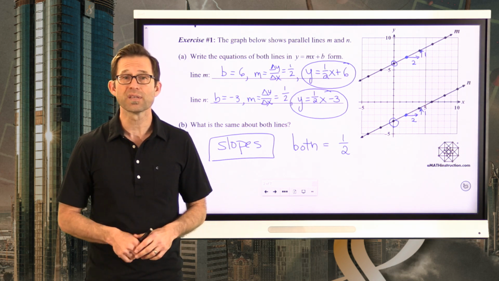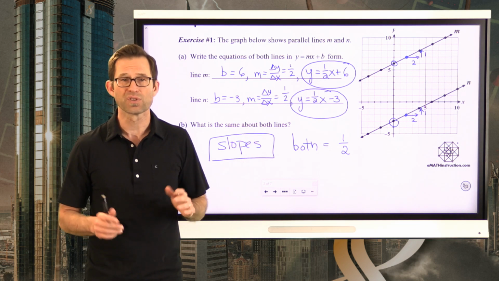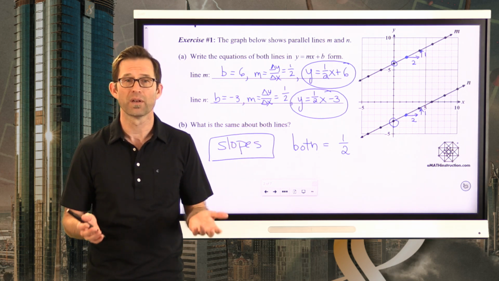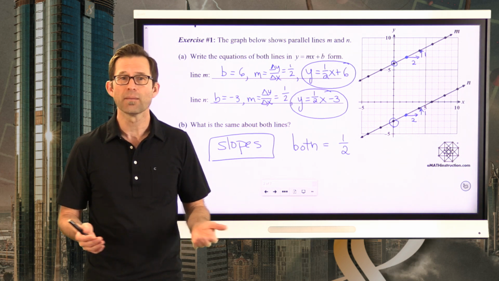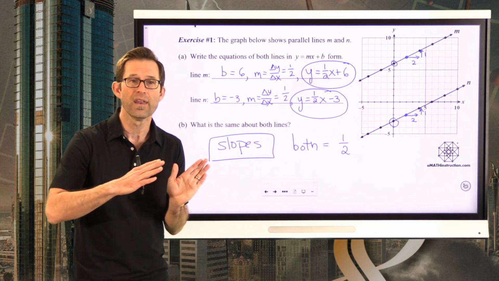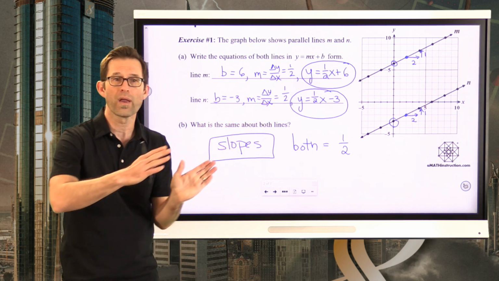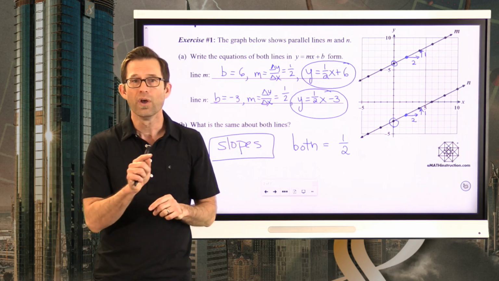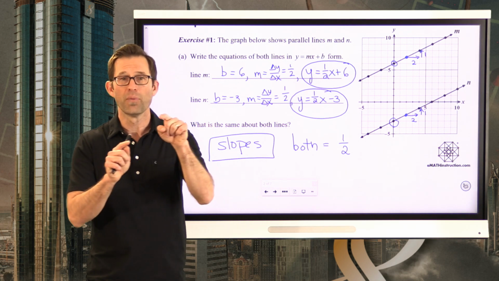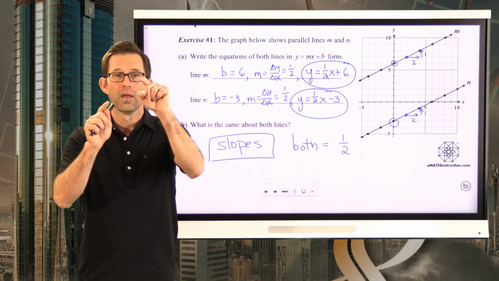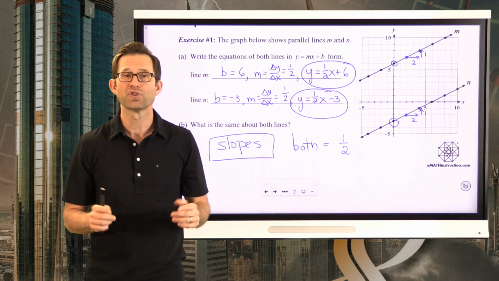That should make a lot of sense because I think about the slope of a line as being the movement of the line, the direction of the line. If the lines have the same direction, well, then they never get closer or farther away from each other. For every 2 to the right, 1 up, 2 to the right, 1 up. And if both lines are doing that, then they never, ever have a chance to meet.